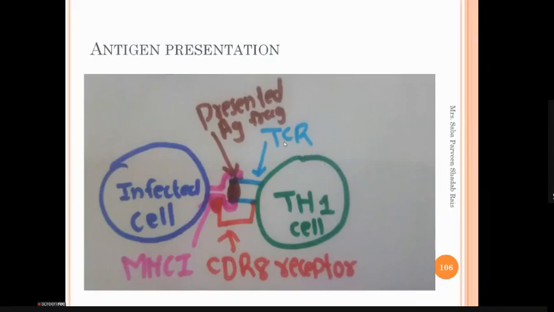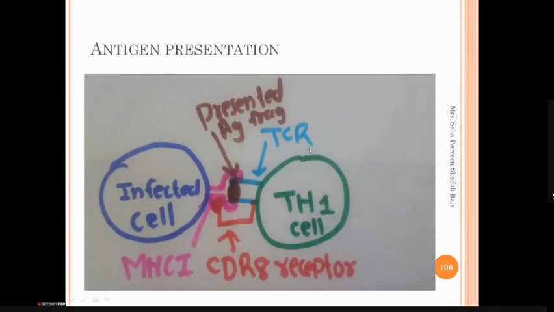So what happens there? How is it going to be presented? Infected cell, how it has presented antigen on the surface, I hope you all have understood. Now how is it going to present it? So suppose it has come across the Th1 cell. See, one point you need to remember, this infected cell will not roam. It's not a wandering cell. It is a normal cell.